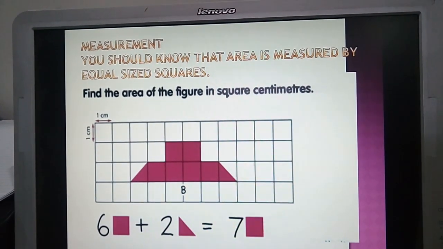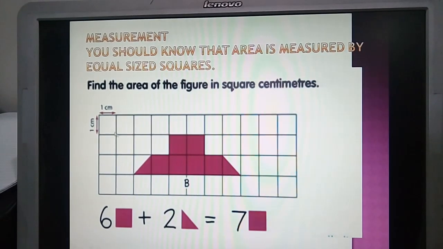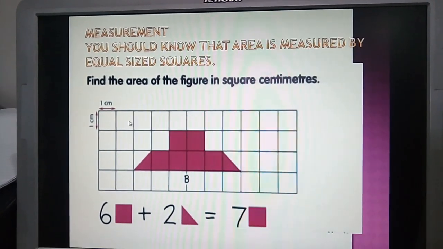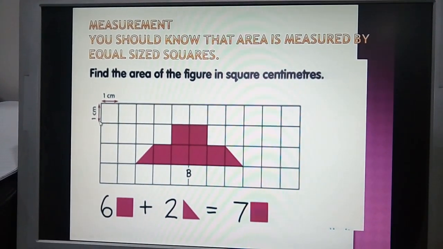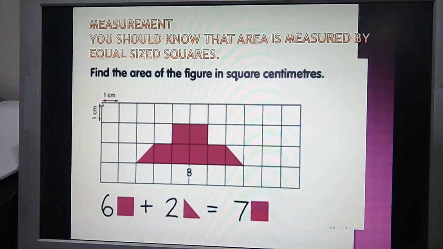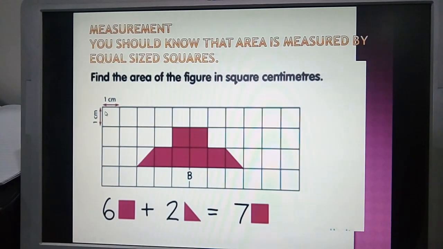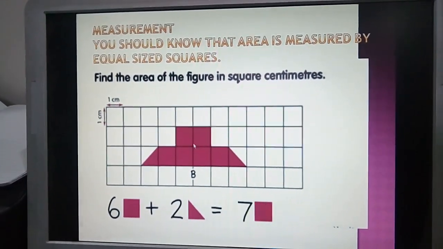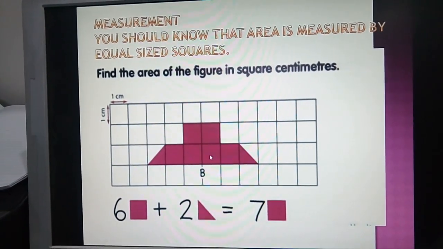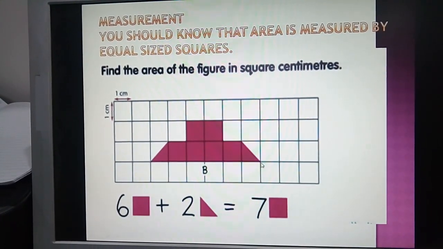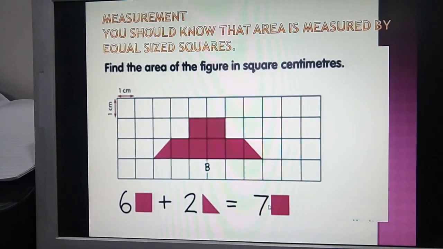You should know that area is measured by equal sized squares. Okay? All the squares should be of equal size. Like here, 1 centimeter from this side, 1 centimeter from this side, 1 centimeter, 1 centimeter. Right? We will call it 1 square centimeter. The unit is 1 square centimeter. Now see, the whole square centimeters: 1, 2, 3, 4, 5, 6, okay, and 2 halves are there, so it will become 1 and the total will be 7 units.